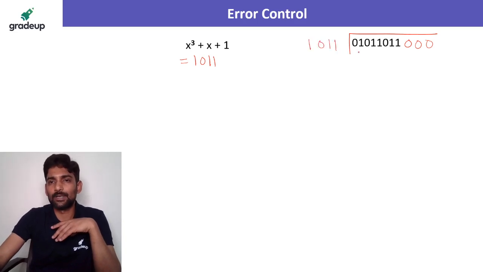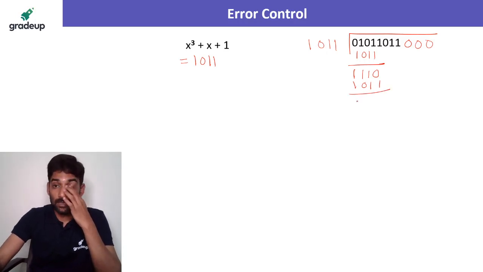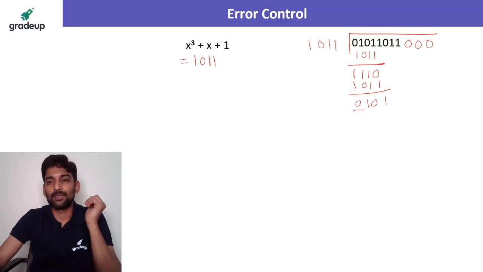1 0 1 1. We keep doing XOR. So it would be 1 1 1 and 0. Whenever MSB is 1, you can't shift left. So you have to do XOR again. So this would be 0, 1, 0, 1. And then this you can shift left and you borrow this one. So this would be 1, 0, 1, 1. So all zeros we got. So do 4 shift lefts and borrow 4 bits now.